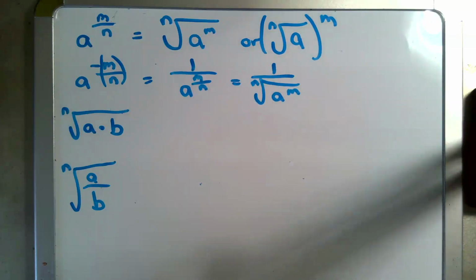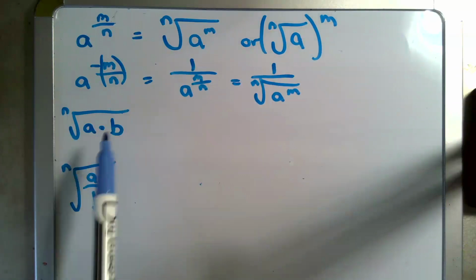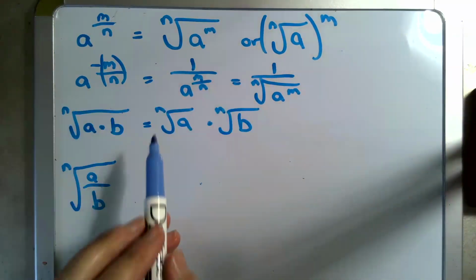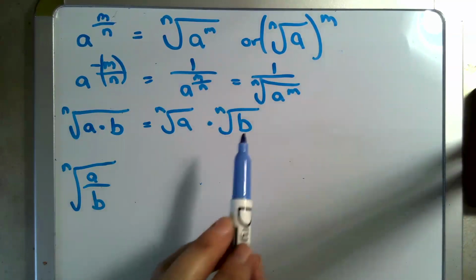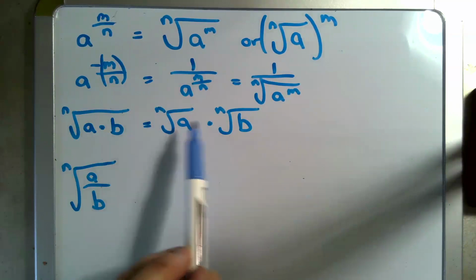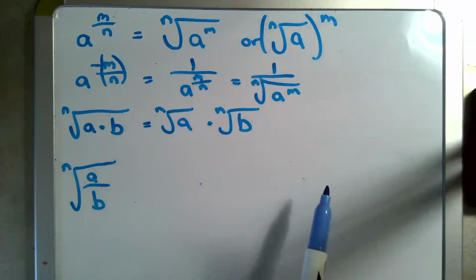Okay, the next trick I want to show you is that when you have the nth root of two things multiplied together, that is the same thing as the nth root of one of them times the nth root of the other one. And this goes in both directions. If you have the nth root of a times the nth root of b, as long as the power of the root is the same, you can put that multiplication all under the root sign.